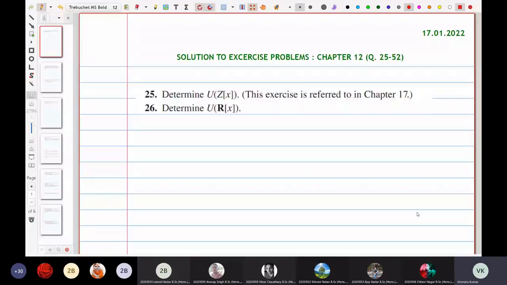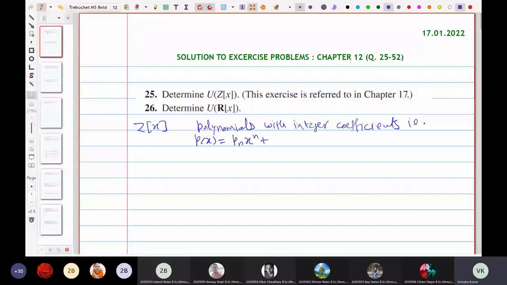How to determine units of Z[x] and R[x]. Z[x] and R[x] are collections of polynomials. That's Z[x], a notation for a collection of polynomials with integer coefficients. That is, a collection of polynomials like p(x) equals p_n x to the power n plus p_(n-1) x to the power n minus 1, and so on, plus at last some constant, where the p_i's are members of the integers.